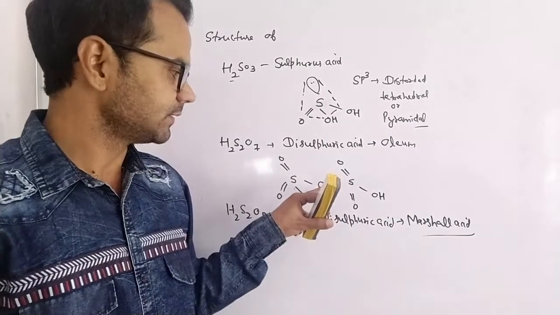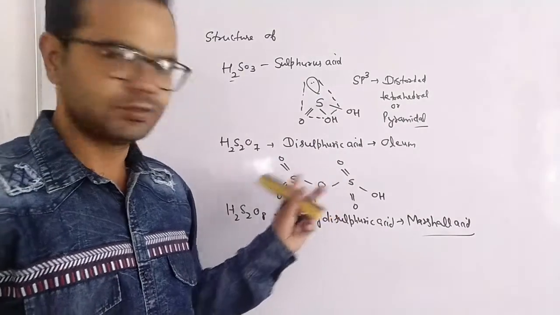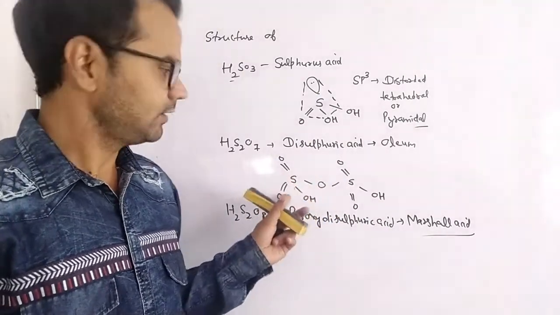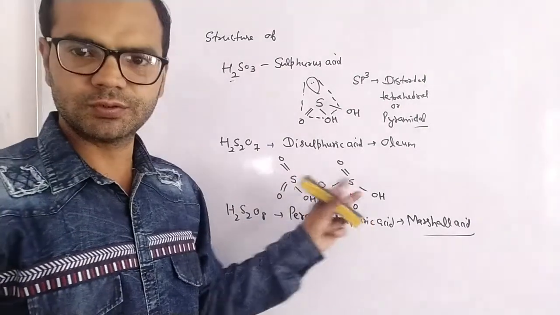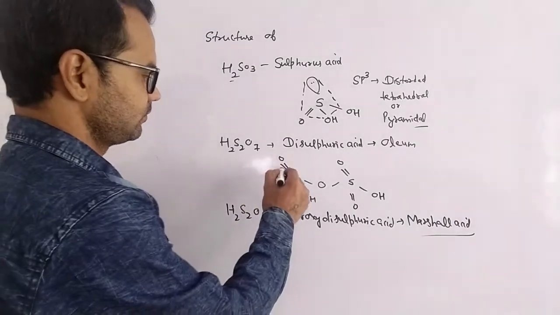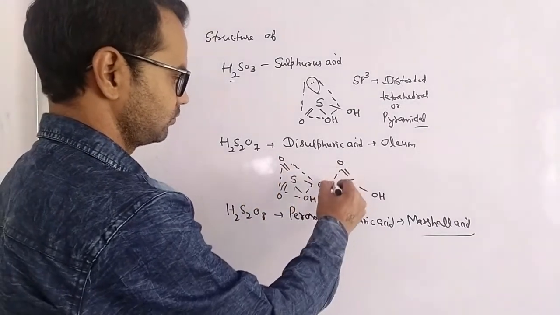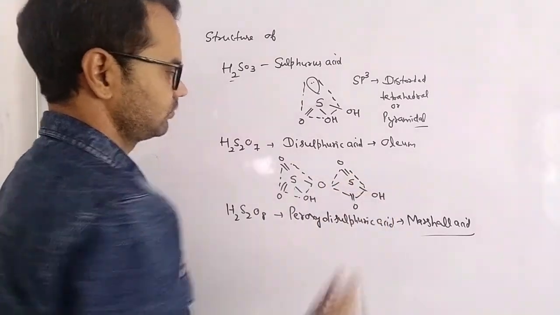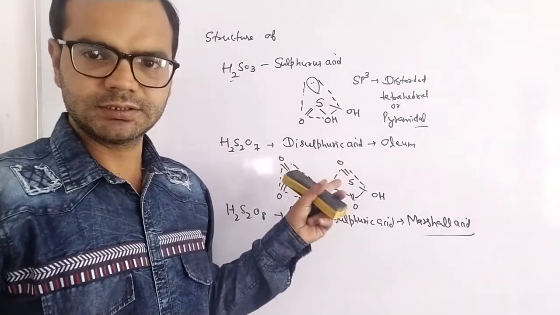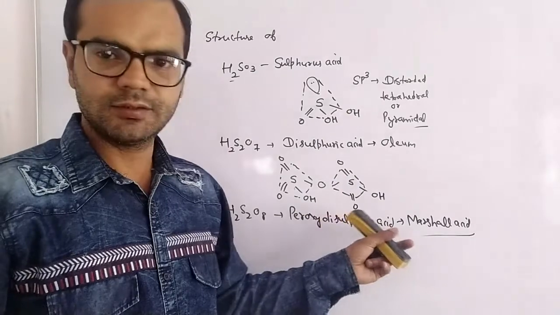Oxy linkage is present between two sulfur. One oxygen is held between two sulfur. So if we see around sulfur, there are four bonds again in both sulfur, four bonds, four bonds. So the geometry of each sulfur is tetrahedral. So disulfuric acid is also tetrahedral in structure. Now the structure of peroxy disulfuric acid or Marshall acid.